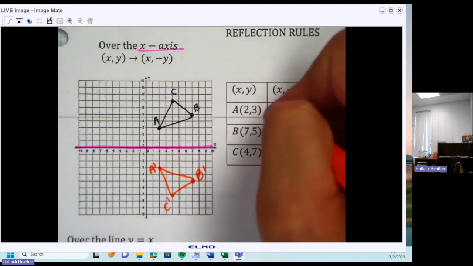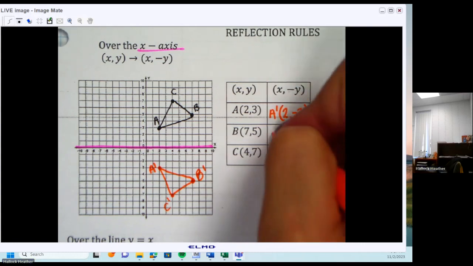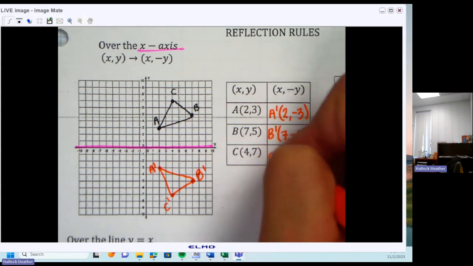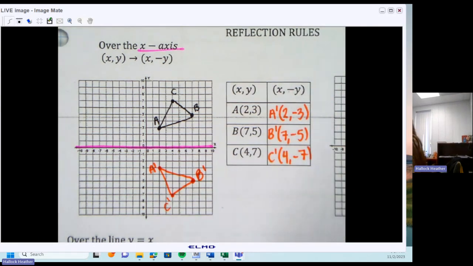So if I look at A prime's point is 2, -3. B prime is at 7, -5, and C prime's new point is 4, -7. So you could just physically count them, which is the easiest way.